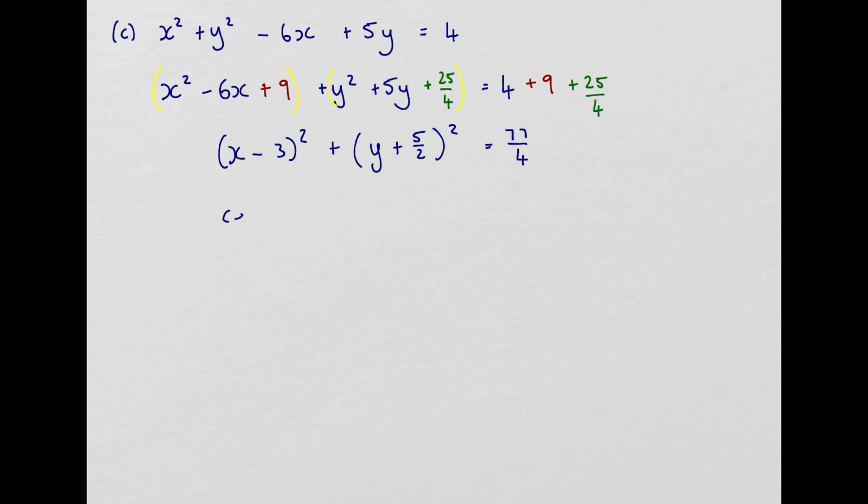We can say that the center of the circle is (3, negative 5 over 2), and the radius is equal to the square root of 77 over 4, which simplifies to root 77 over 2. Remember, it must always be positive because it's a radius, it's a distance.